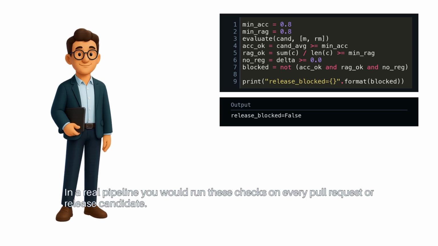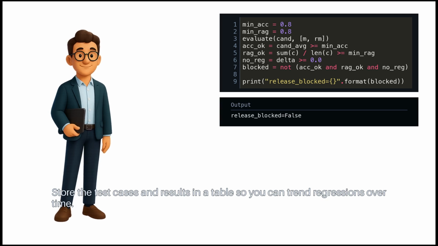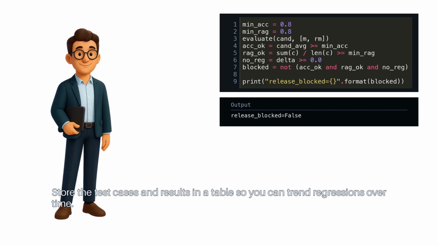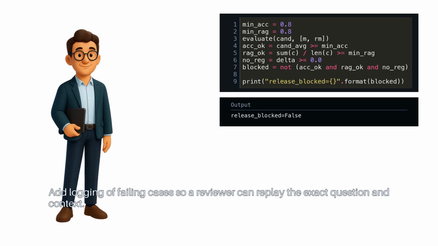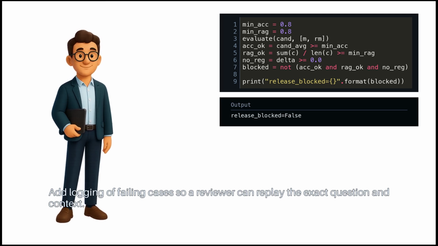In a real pipeline, you would run these checks on every pull request or release candidate. Store the test cases and results in a table so you can trend regressions over time. Add logging of failing cases so a reviewer can replay the exact question and context.